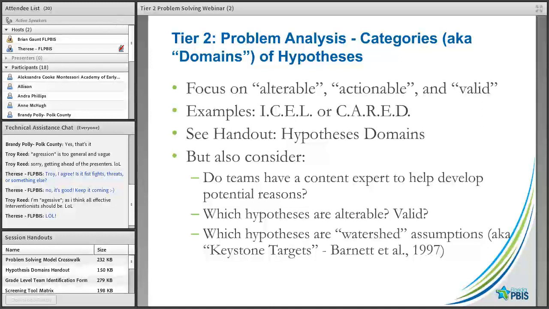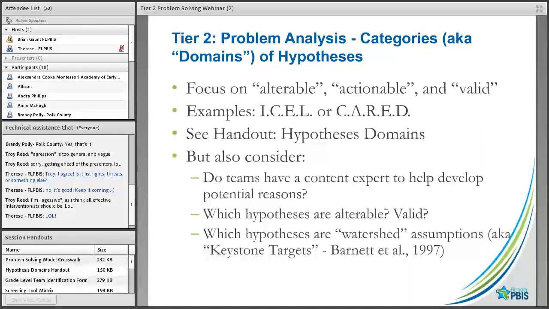And when we look at our assumption about why a problem exists and we say to ourselves, all right, we have control over that, it's alterable, and we could definitely make some actions on it. We have the resources to do something about it. But if it's not valid, meaning it's not true, well, then what are we going to do? Why would we want to take that on? So we'll get to that here in a minute.